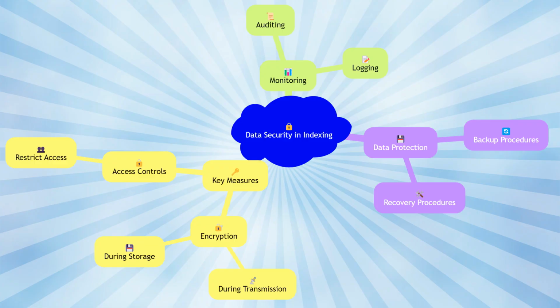Ensuring the security of the data being indexed is a critical consideration when creating and running an indexer. This involves implementing measures to protect the data from unauthorized access, tampering, and loss. For example, you can use encryption to protect the data during transmission and storage, and implement access controls to restrict who can access the data. Additionally, you can use auditing and logging to track access and changes to the data, and implement backup and recovery procedures to protect against data loss. Ensuring data security is essential for maintaining the integrity and confidentiality of the data being indexed.